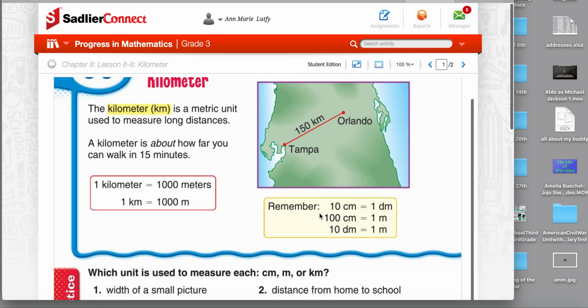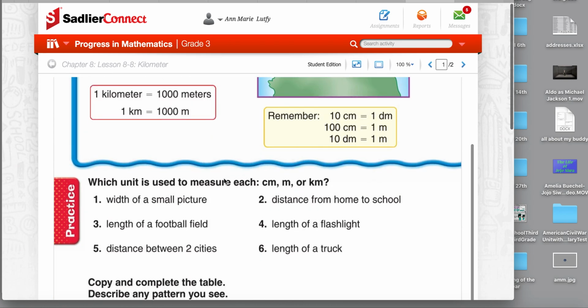Remember that 10 centimeters is 1 decimeter, 100 centimeters is 1 meter, and 10 decimeters is 1 meter. But 1,000 meters is 1 kilometer. So again, if we're thinking about which unit we would use to measure the width of a small picture, we would probably use centimeters, right? The length of a truck, we would probably use meters.